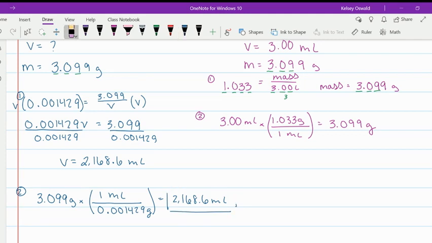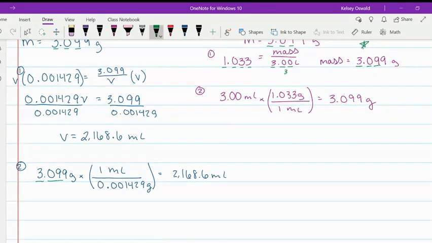However, before I block that in, we need to take a look at our sig figs. So I said this 3.099 only had 3 sig figs based on our calculations over here. That means our final answer can also only have 1, 2, 3 sig figs. So the 6 is going to be my last sig fig. I have to look to what's next to it, and it's an 8, which will round that 6 up. So I have 2,170 milliliters of oxygen.